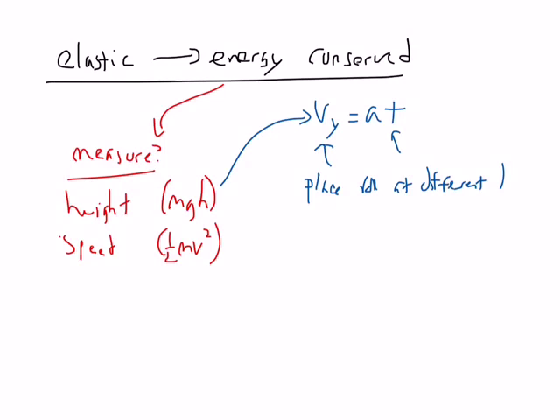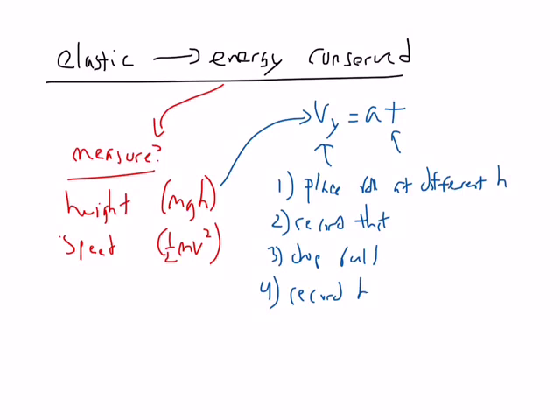actually I should be consistent with which h I'm using, and then record that, drop the ball, and then record the height it bounces to. Right? Oops, that's the wrong two. And this is terrible handwriting actually, so let's just start over.